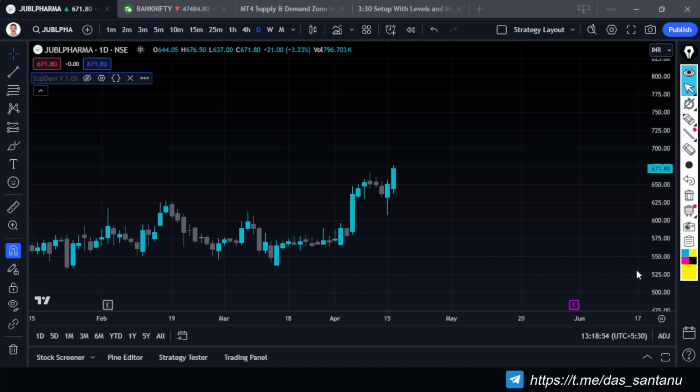Please note that this indicator can be used for all segments like stocks, futures, options, forex, and crypto, irrespective of the time frames.